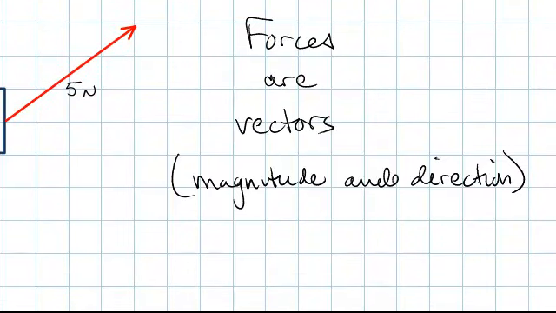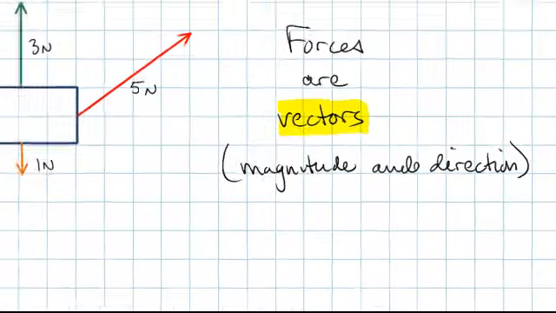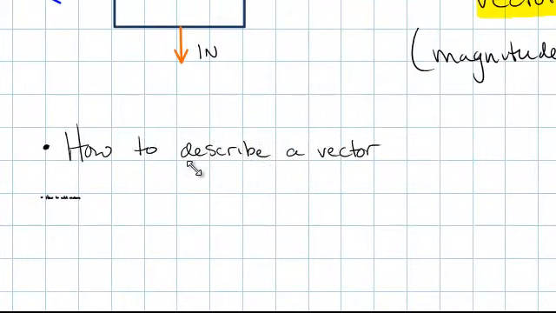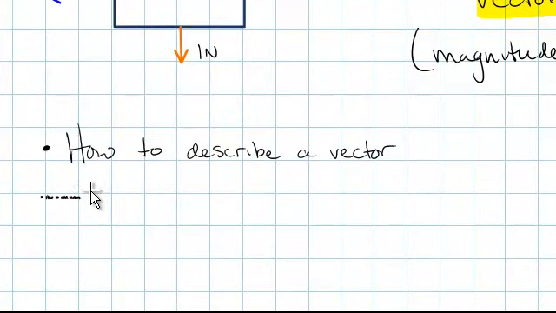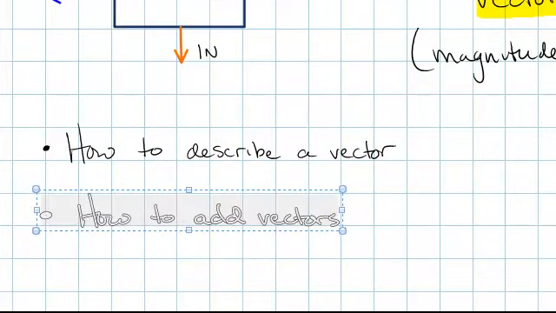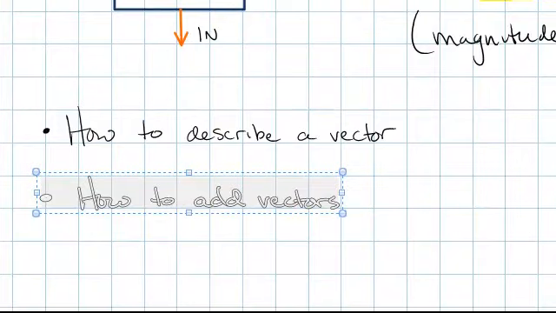Because they are vectors, we are going to learn special rules about how to add them and how to describe them, and we're going to start that right now. First of all, how to describe a vector, and then after that, we're going to be describing how to add vectors. That will be in another video. So let's start with how to describe a vector.